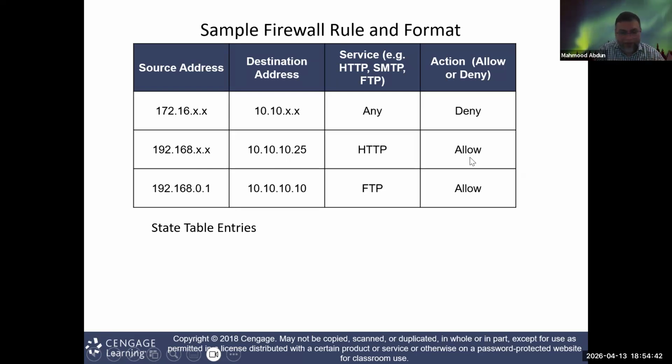Oh, sorry, it will be allowed. So you are allowing this traffic. It's allowed. Okay. The last one is also an allow to an FTP server, which has an IP address of 10.10.10.10 and a specific internal source IP address of 192.168.0.1. So this one is sending a particular FTP request to an external entity.